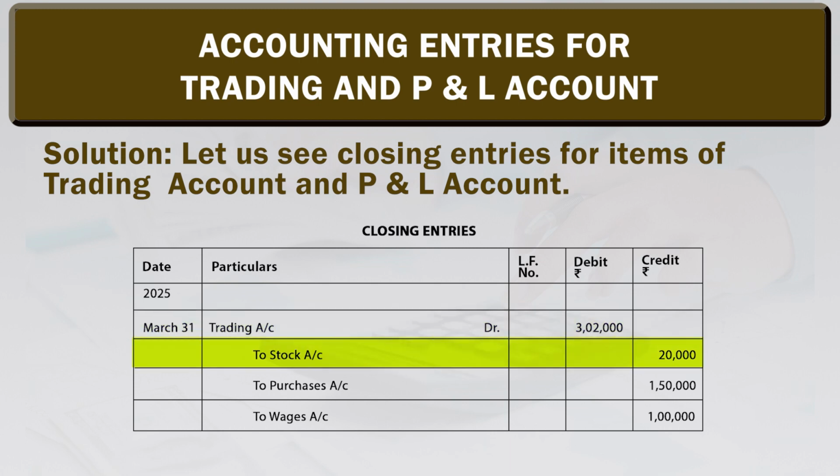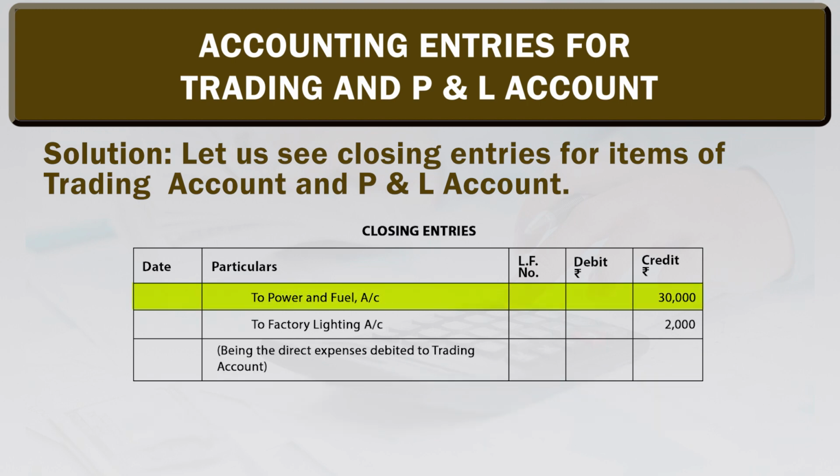We have opening stock of 20,000, that is to be credited. Then purchases are to be credited by 1,50,000. Wages account is to be credited by 1 lakh rupees. Then power and fuel account is to be credited by 30,000. Factory lighting account is to be credited by 2,000. Ultimately, all these accounts will be closed and trading account will be debited.